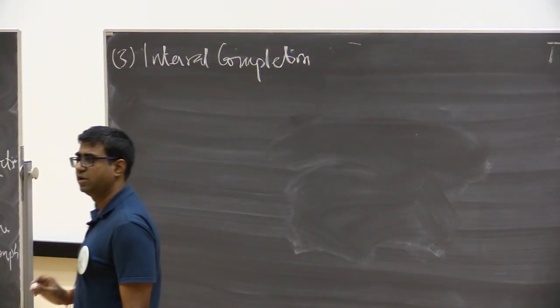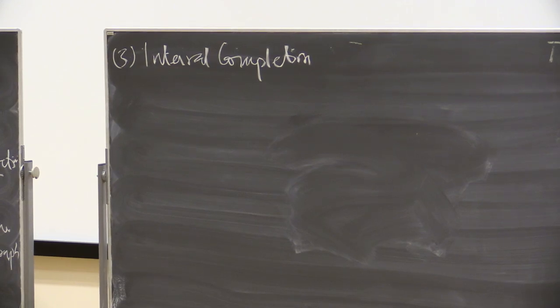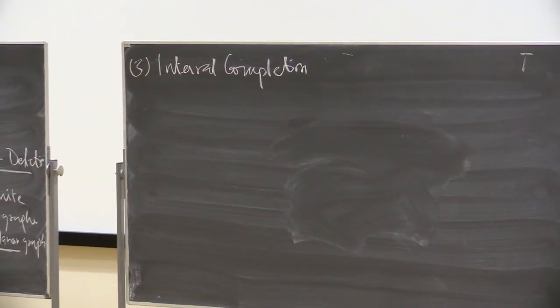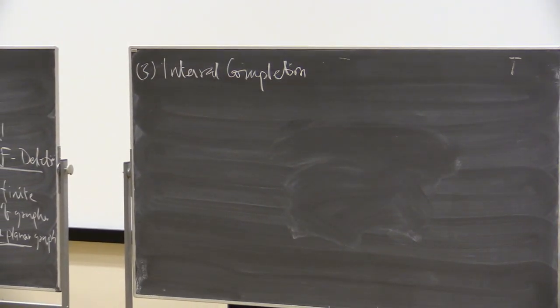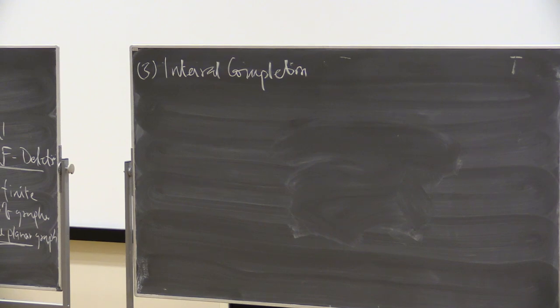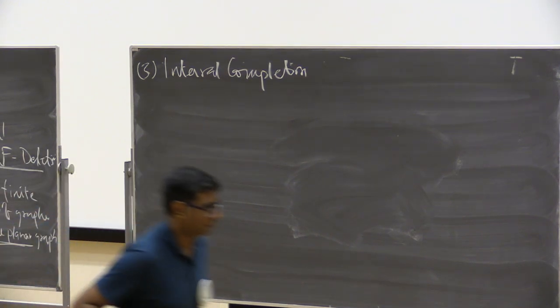So what is interval completion? You're given a graph G and you are asked, can I add k non-edges and make the graph interval? So you can also have, for example, chordal completion. Given a graph G, can I add k edges so the graph becomes chordal? Chordal completion has a polynomial kernel, I think a quadratic kernel, but sorry.